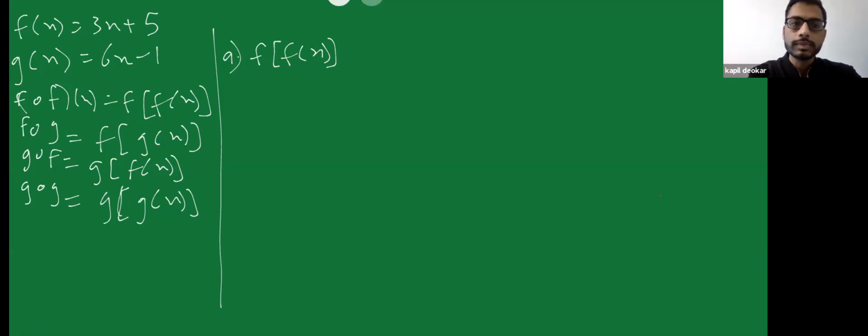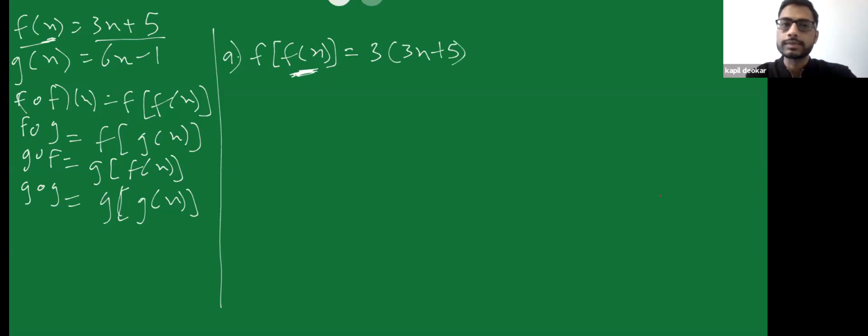F of x value is given to me, which is 3x plus 5. But instead of x, what I want now, I want f of x. So simple. Instead of writing x, I'll write f of x. And what is f of x? It is given as 3x plus 5. So I'll replace x with 3x plus 5. This remaining term plus 5 is as it is, so I'll write that. So my answer is equal to 3 3s are 9x plus 3 5s are 15 plus 5. So that is equal to 9x plus 20.